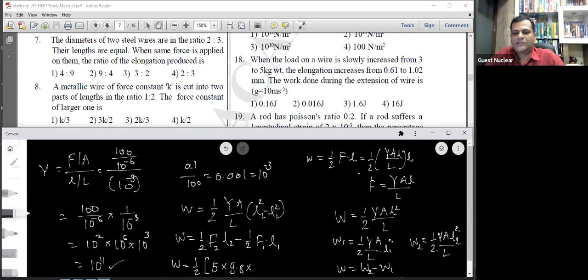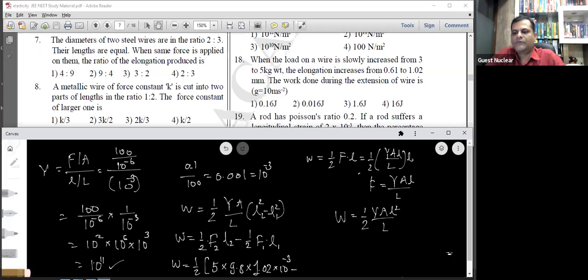Actually, and that is to be multiplied with extension of the wire, which is going to be actually 1.02 mm. So here it is going to be 1.02, and mm का मतलब है 10 raised to minus 3 meter, right? Minus, अभी यहाँ पे हमको यूज करना पड़ेगा half into F1 into l1, where F1 and l1 is also given here. F1 और l1 जो कि 3 किलोग्राम वेट जो दिया है ना वो F1 है, और l1 मतलब 0.61 जो है वो l1 है, तो इसलिए यहाँ पे आ जाएगा 3 किलोग्राम वेट मतलब 3 into 9.8.